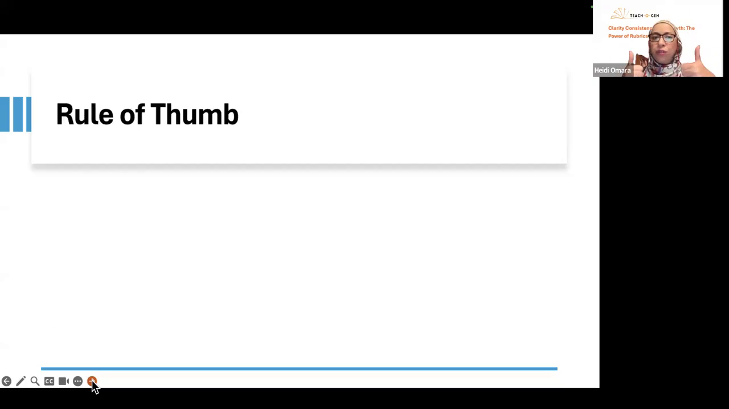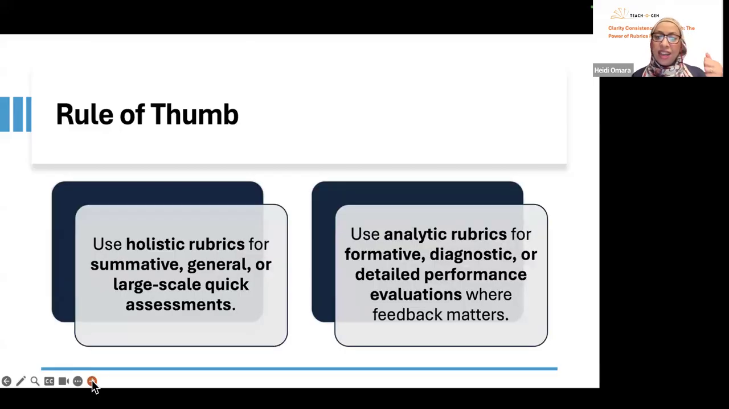So what's the rule of thumb here? Use holistic rubrics for summative, general, or large-scale quick assessments, and use analytic rubrics for formative, diagnostic, or detailed performance evaluations where feedback really matters. But by the way, this is not a rule. You can use analytic in summative sometimes, because you have to.